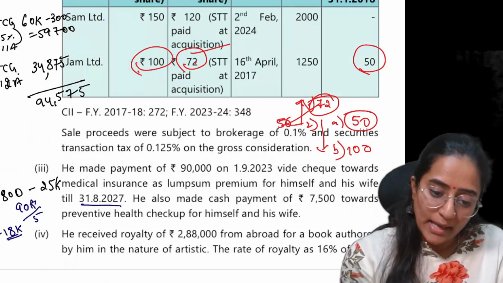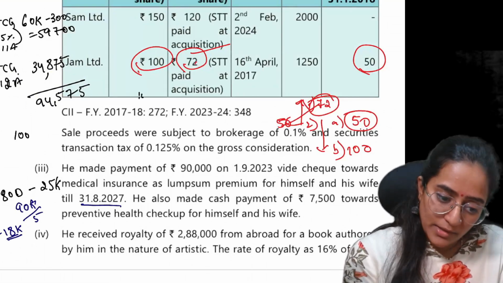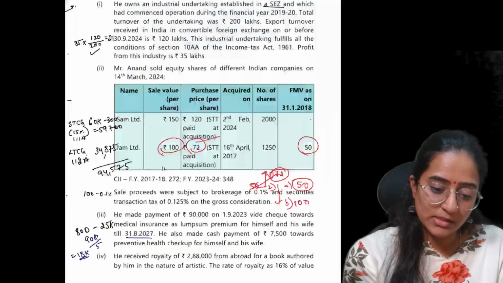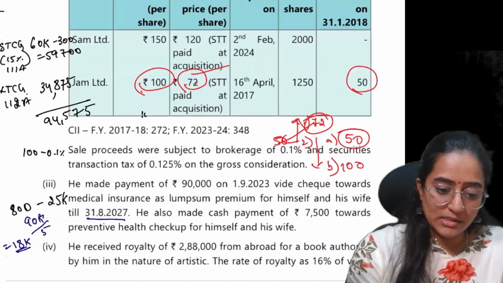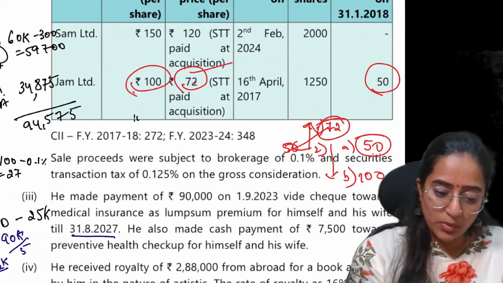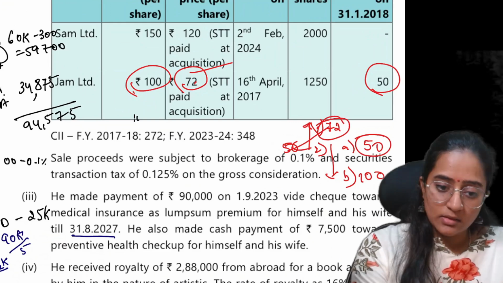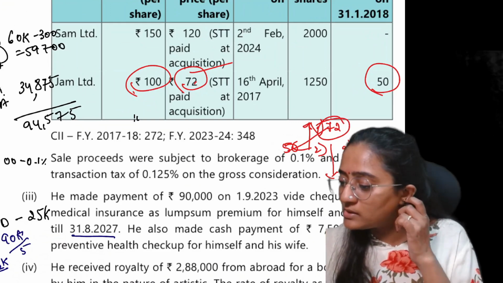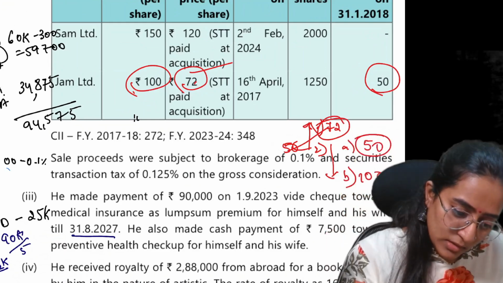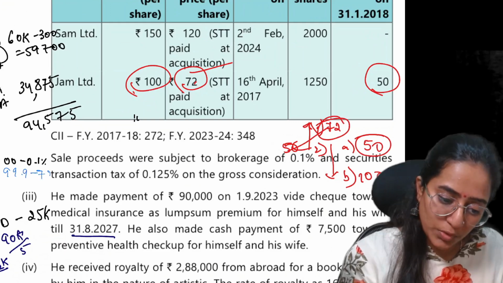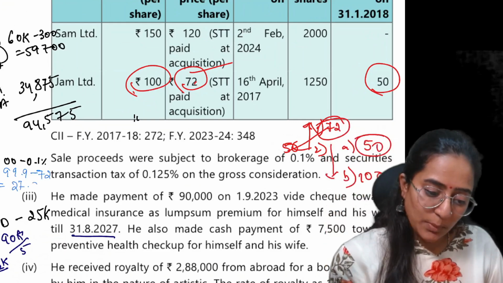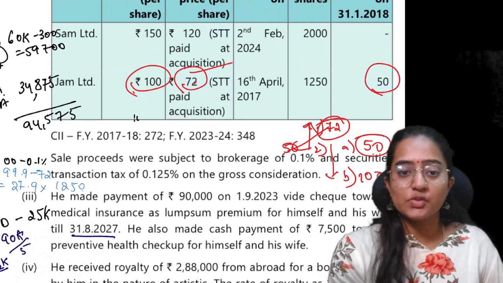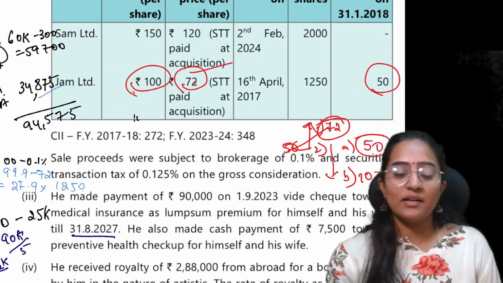How did you get the solution? It's very simple. You have the sales as 100. 100 minus 0.1% will give you the net sale consideration. How much is the net sale consideration here? Net sale consideration would be 99.9. 99.9 minus 72 you do, you'll get 27.9. This 27.9 multiplied by 1250 shares, you please do it. You will get the solution as 34,875.